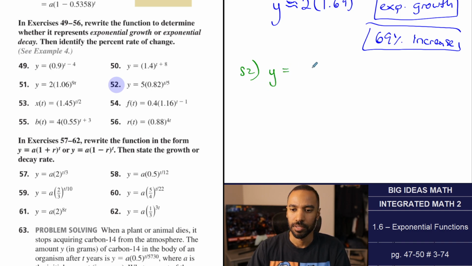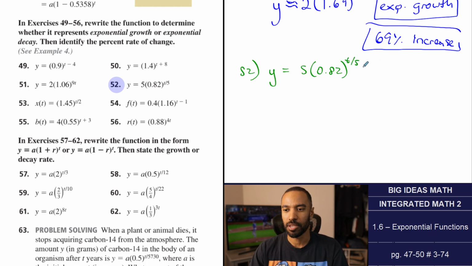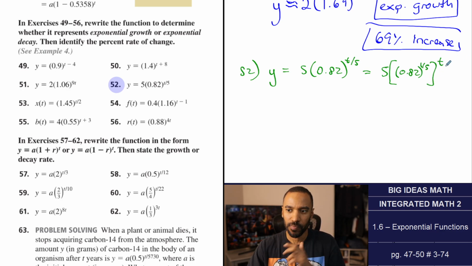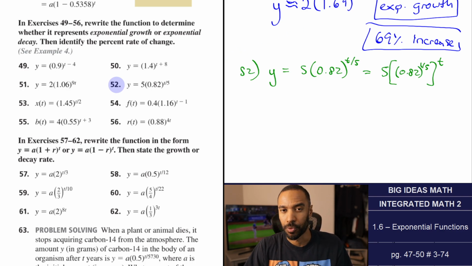y equals 5 times 0.82 to the t fifths power. The same split can be applied. This is 1/5 times t, so I'm going to call that 5 times 0.82 to the 1/5 to the t power. That's also the same as taking the 5th root of 0.82, and this number will actually get closer to 1. When it's a number that's less than 1, it will get closer. It should stay underneath. It should be some percentage decrease.